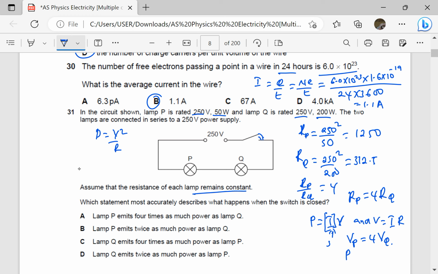So power of P must also be 4 times the power of Q, because power is equal to IV and I is the same, and V is directly proportional to R for a constant current. If R for P is 4 times R for Q, then V for P is 4 times V for Q. And therefore, if I is constant, power for P is 4 times power for Q. So the answer is going to be A.